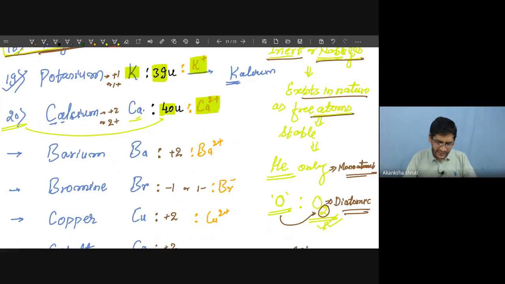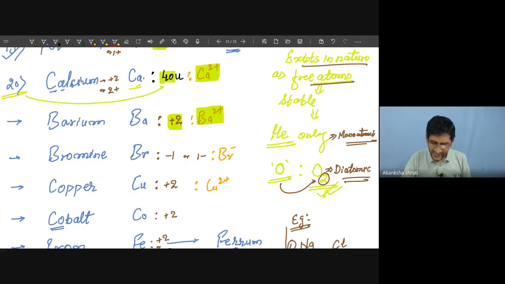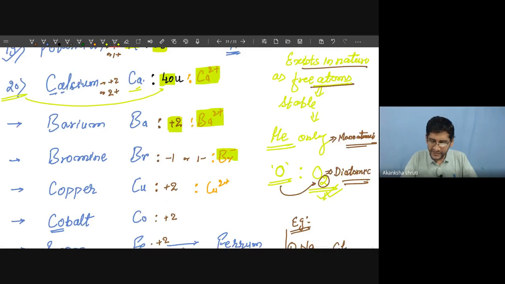The other important one is beryllium. This will come later. Beryllium has +2 valency. Mass is not important, it is the higher one. So only the ion you have to keep in mind. Another one is bromine. Bromine is the brother of chlorine and fluorine, so it is Br-. Copper, Cu2+.